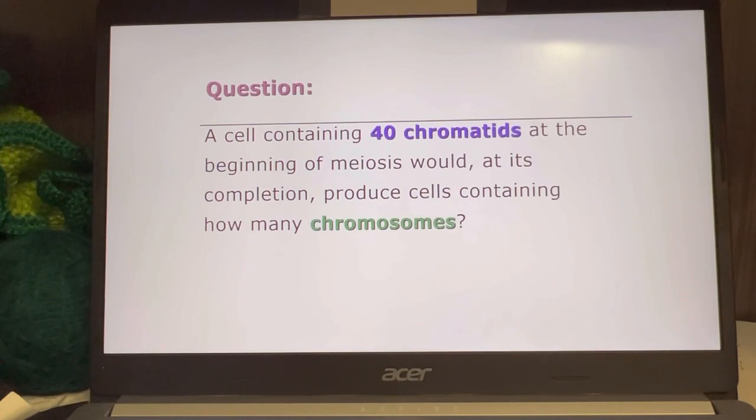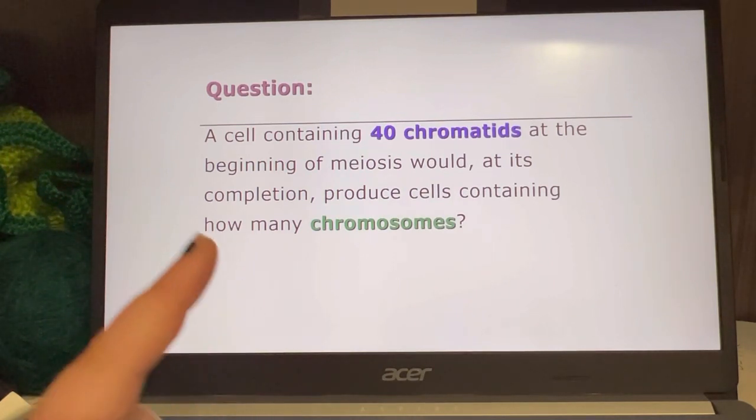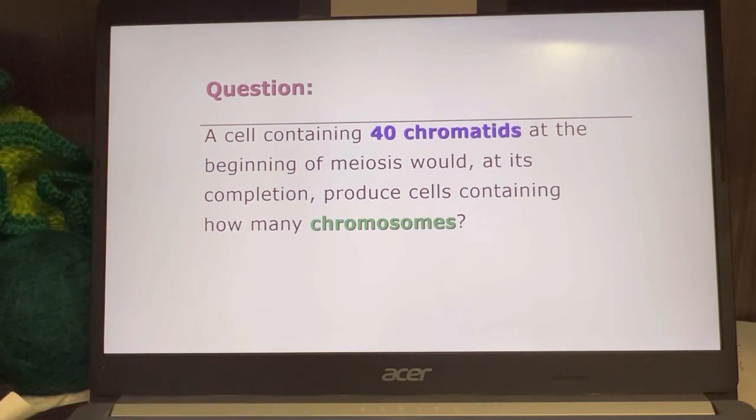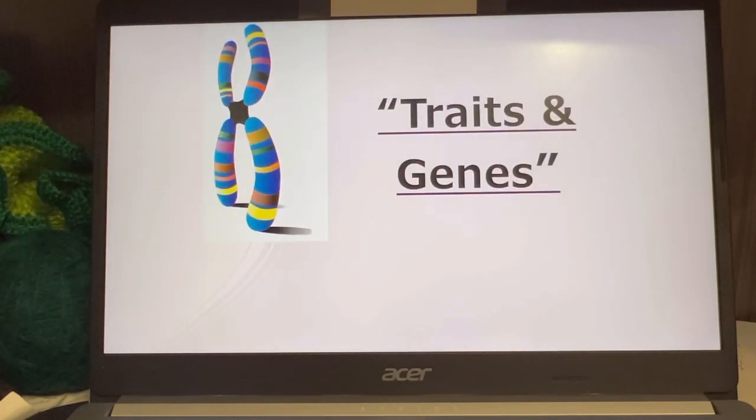Question. A cell containing 40 chromatids, not chromosomes, chromatids, and a chromatid is half of a chromosome, at the beginning of meiosis would, at its completion, produce cells containing how many chromosomes? Pause. Answer the question. Come back. Our answer is 10 chromosomes. Alright. Break time. Go to the bathroom, have something to drink, have something to eat. Come back, and we're going to do traits and genes.